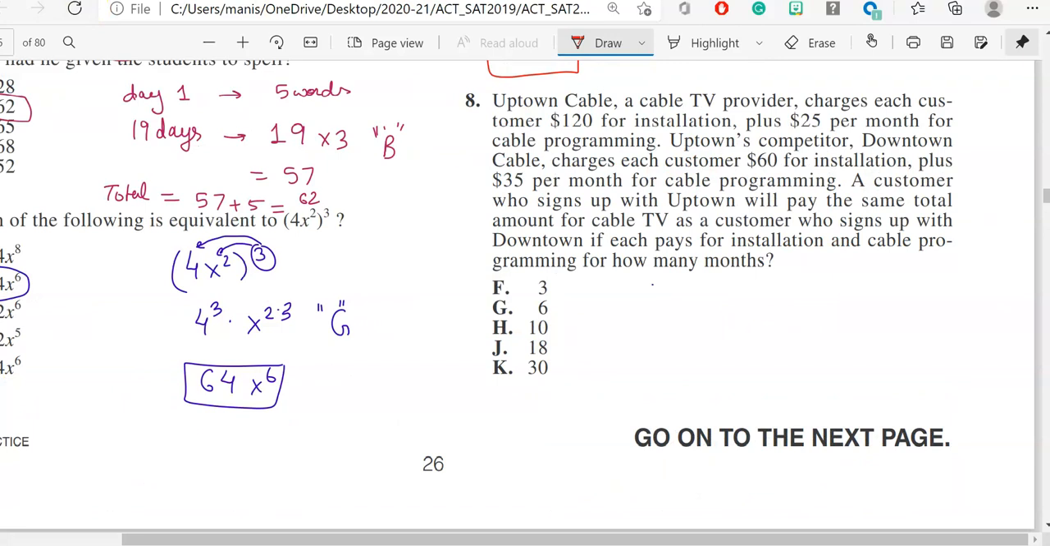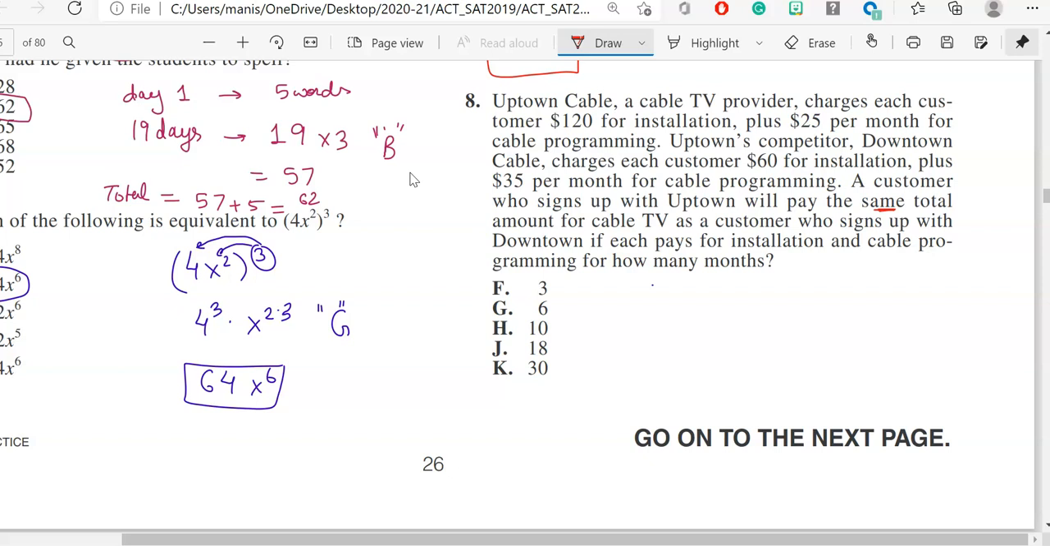Uptown Cable, a cable TV provider, charges each customer $120 for installation, plus $25 per month for the cable programming. Uptown's competitor, Downtown Cable, charges each customer $60 for installation, plus $35 per month for cable programming. A customer who signs up with Uptown will pay the same total. Now the keyword over here is same. Same total amount for cable TV as a customer who signs up with Downtown if each pays for installation and cable programming for how many months.